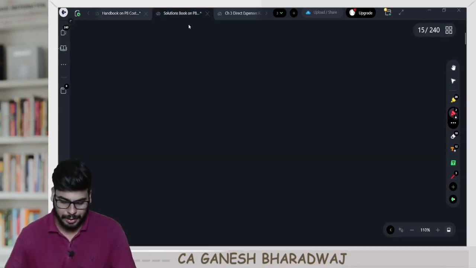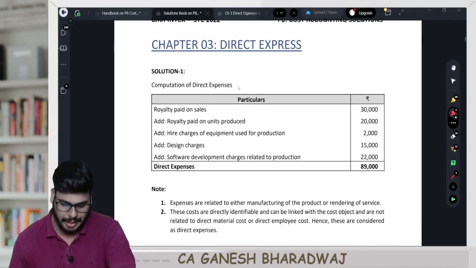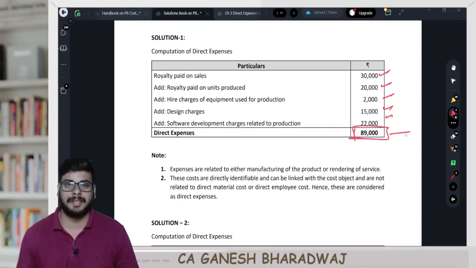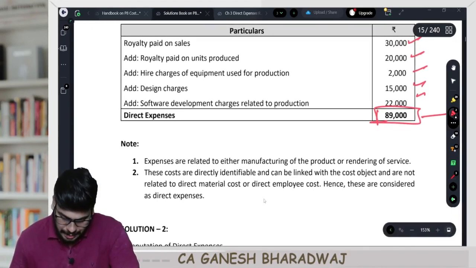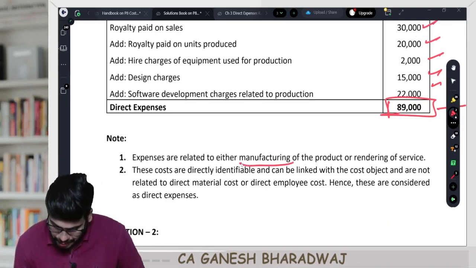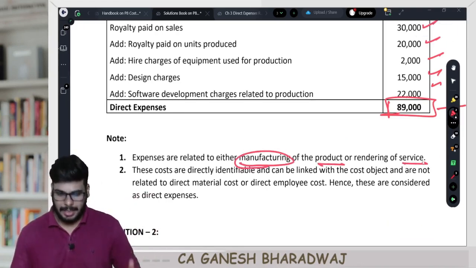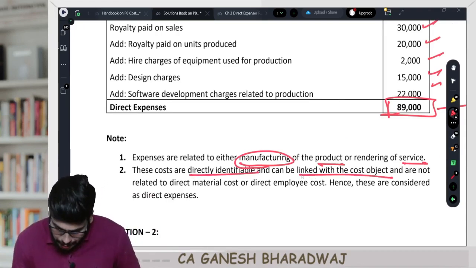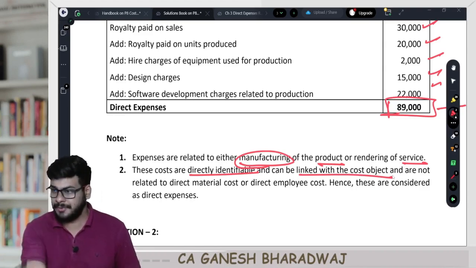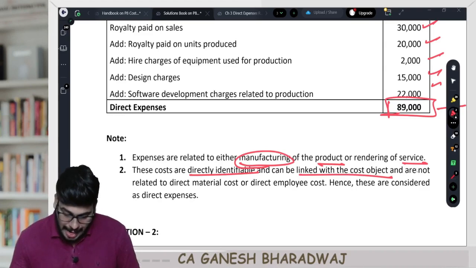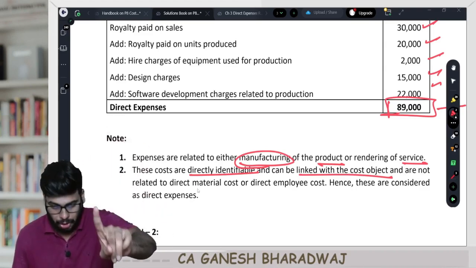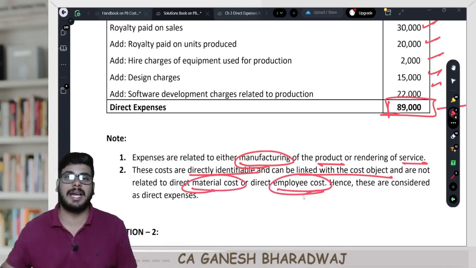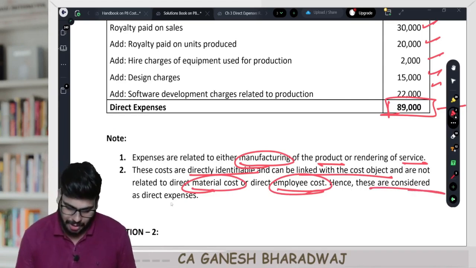But that's not the reason I'm doing this question. Here, they have given a note that is the main reason I'm doing it. See, they have just added whatever is the expense given in the question and arrived at the total direct expense. But look at this. Expenses are related to either manufacturing of a product or service, right? Number two, these costs are directly identifiable and can be linked with the cost object. Cost object means what? The object for which I'm computing the cost, in this case a unit. These are direct costs but not categorizable under material or labor, and hence I am categorizing this under direct expense. Hence these costs are considered as direct expense.